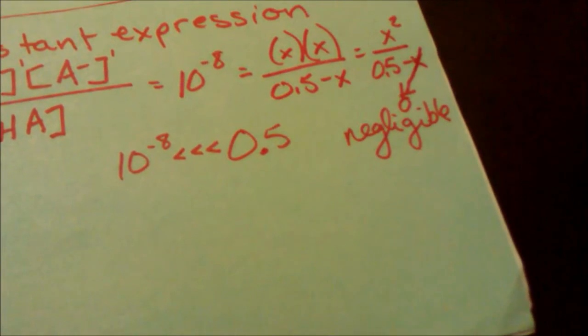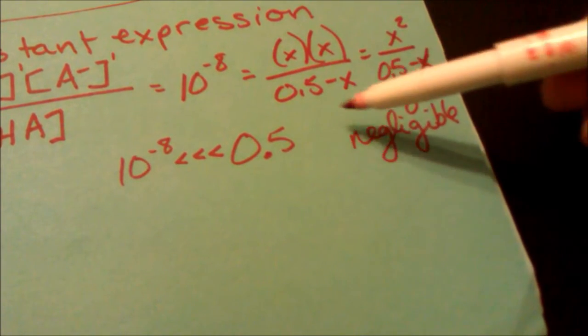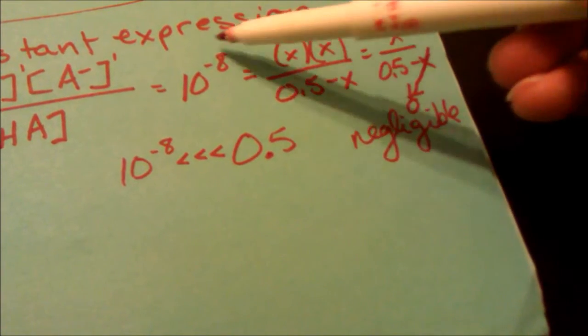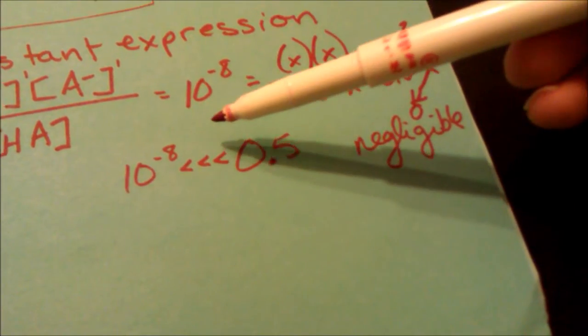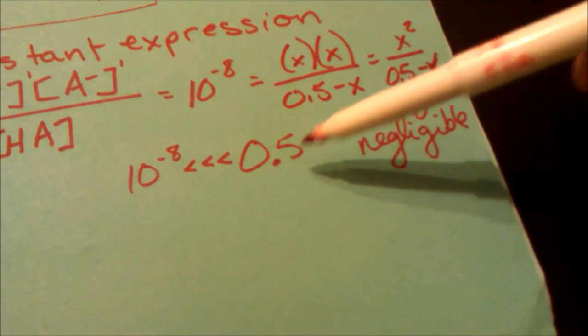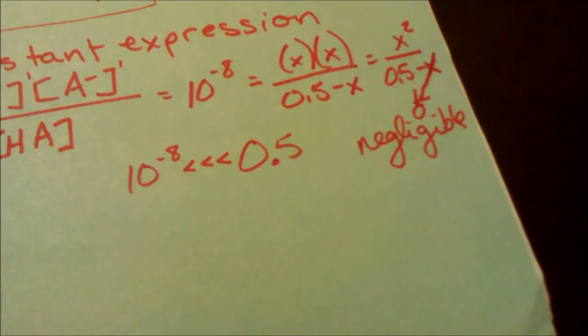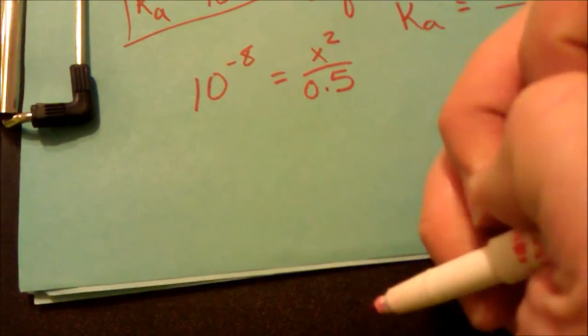which means that with significant figures, subtracting some amount that is around the same order of magnitude as my Ka value is going to end up being the same thing I started with significant figures. Okay? So, when I recognize that, I say that the x on the bottom is negligible. I'm going to come back over here. 10 to the negative 8th is equal to x squared over 0.5.